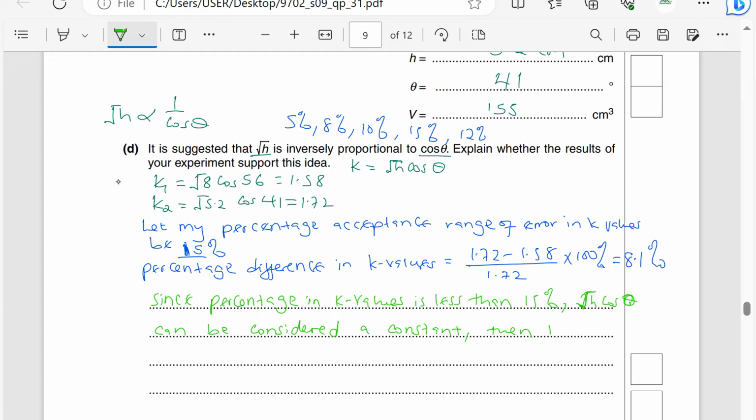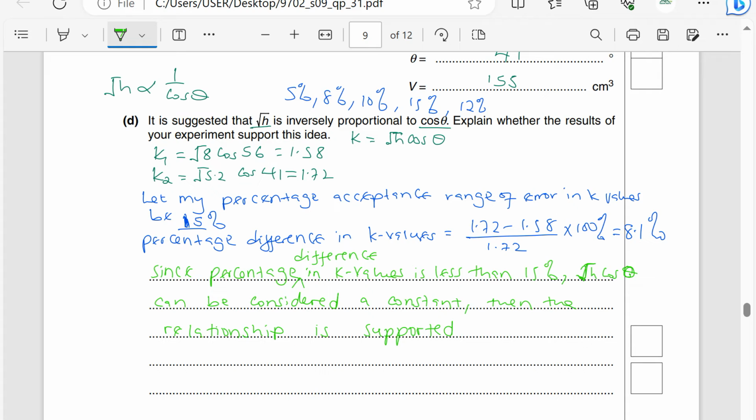Then the relationship is supported, because we have seen that root H cos theta can be considered a constant since the percentage difference in K values is less than 15%. So that is how we answer such a question. We choose a criterion, we test against it by calculating our percentage differences, then we give a conclusion. Okay.